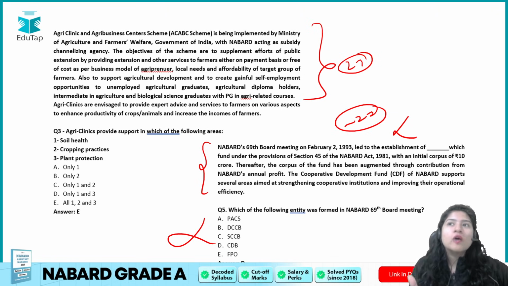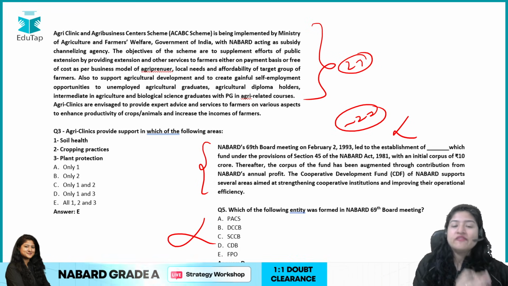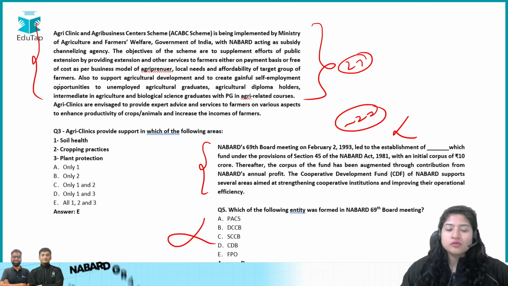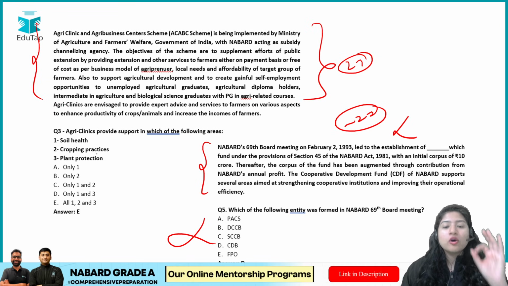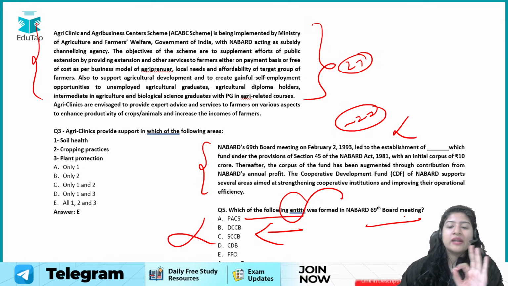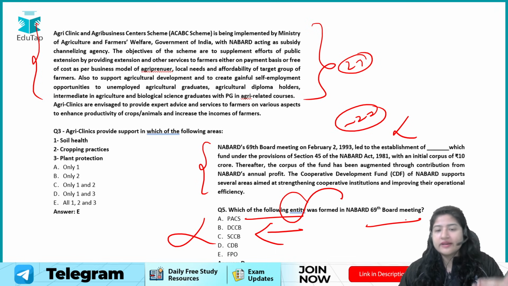Okay, so the approach of questions in phase 1 and phase 2 is different. In phase 1, straightforward direct questions are asked, one-liners, while in phase 2, paragraphs are given, and then from that 1 to 2 questions are asked. And even if you look at the options, sometimes देखो direct questions are asked, like which of the following entity was formed in NABARD 69th board meeting. Okay, that's the direct question.